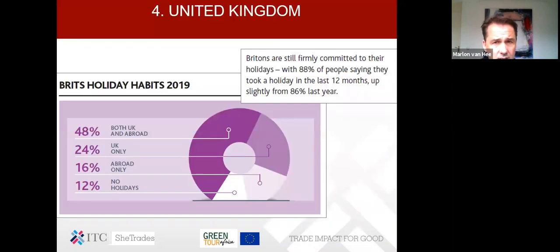And also, as I mentioned earlier, the animal welfare movement all started in the UK. So again, the people from the UK are still firmly committed to their holidays. 88% of people said they took a holiday in the last 12 months. That is up slightly from 86% in 2018.